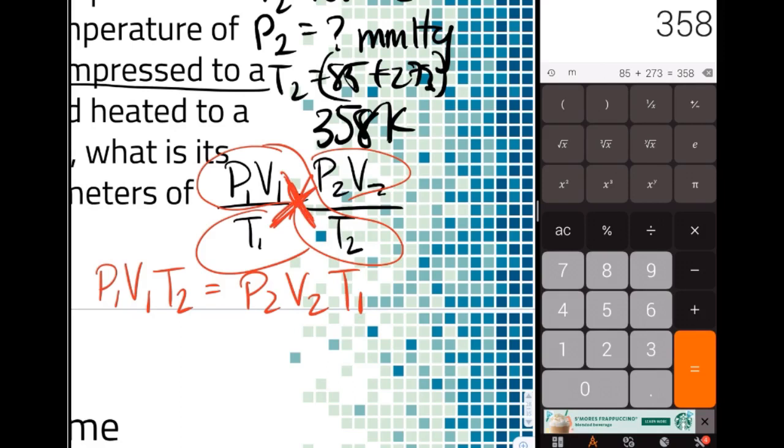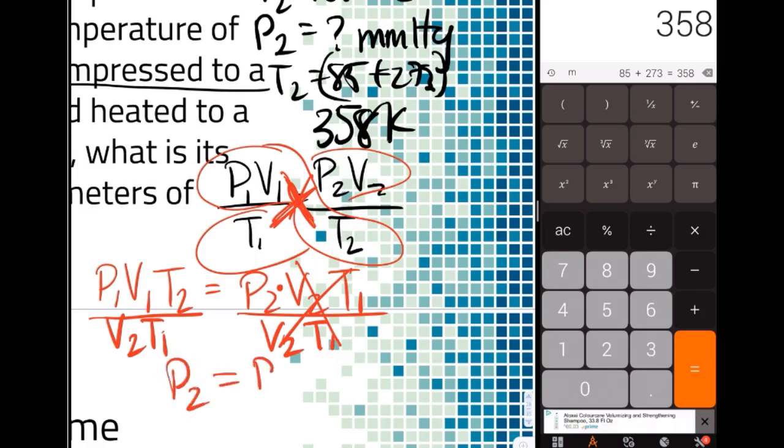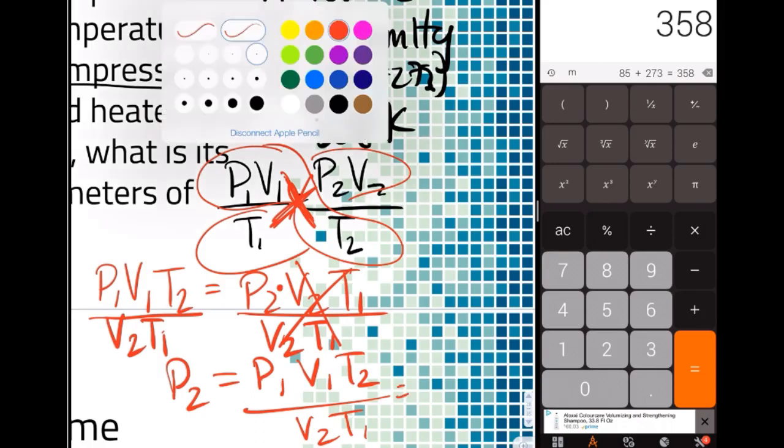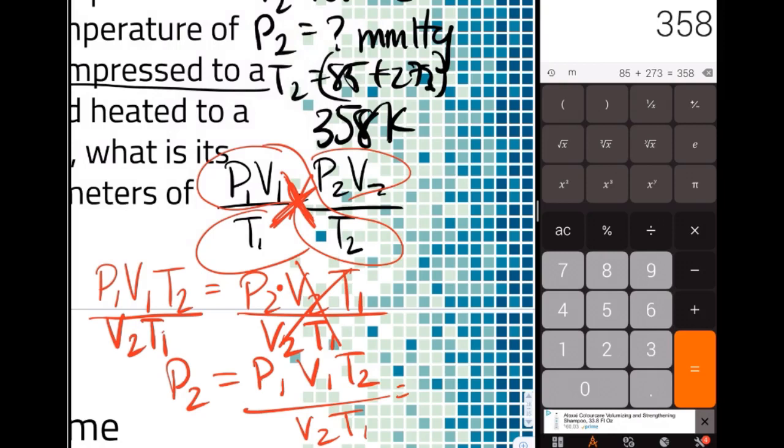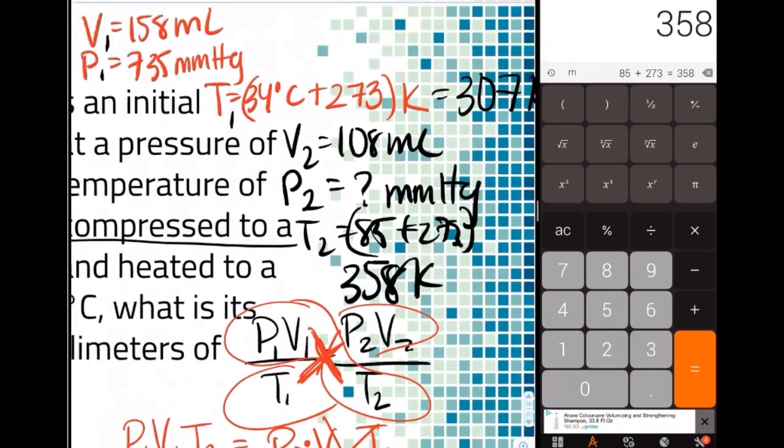Now, it is so much easier at this point to identify what P2 is because you don't have a top and bottom. Because P2 is being multiplied by V2T1, it must be divided by the same thing, and you want P2 by itself, so don't divide the P2, divide everything else that's with it. So this will cancel, and then you have P2 is equal to P1V1T2 over V2T1. And that is what the law is. When you next use it, you'll just plug all the information in. And so my P1 was 735.